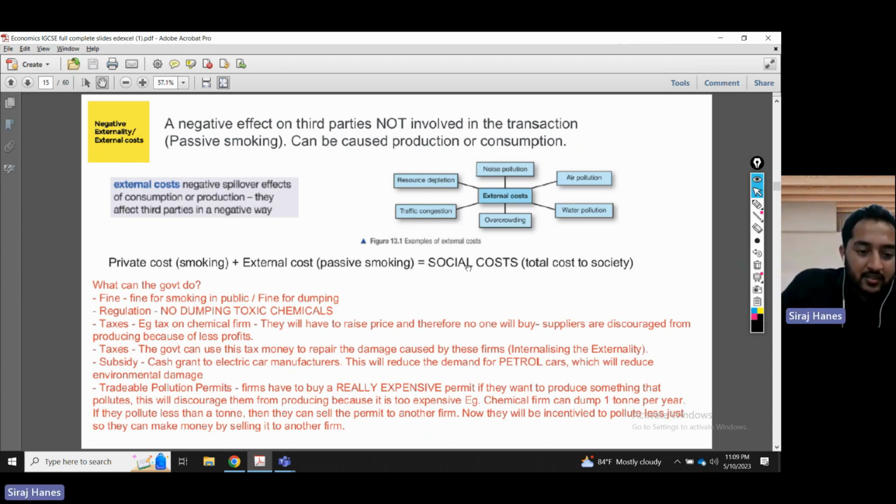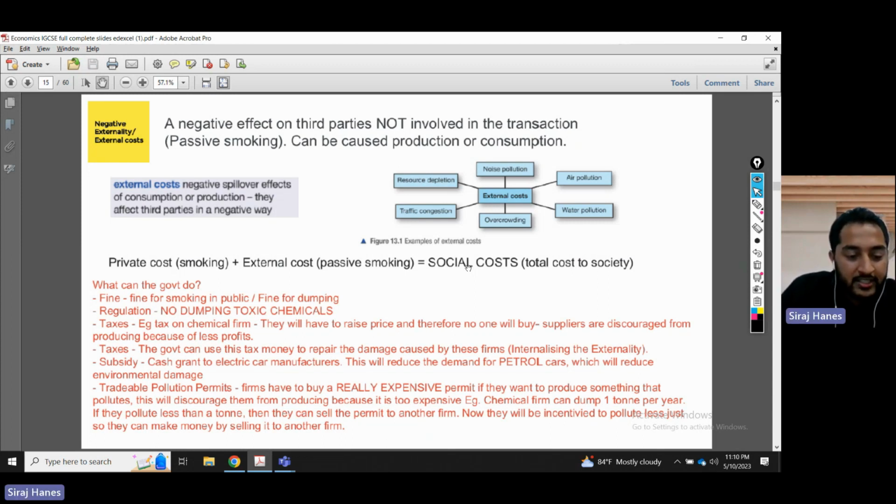Give a subsidy, not to the ones harming. The opposite, the ones that are not harming. For example, cars are causing pollution. So go and give a subsidy to an electric car, an electric bike manufacturer. This will reduce the demand for petrol cars or diesel cars.